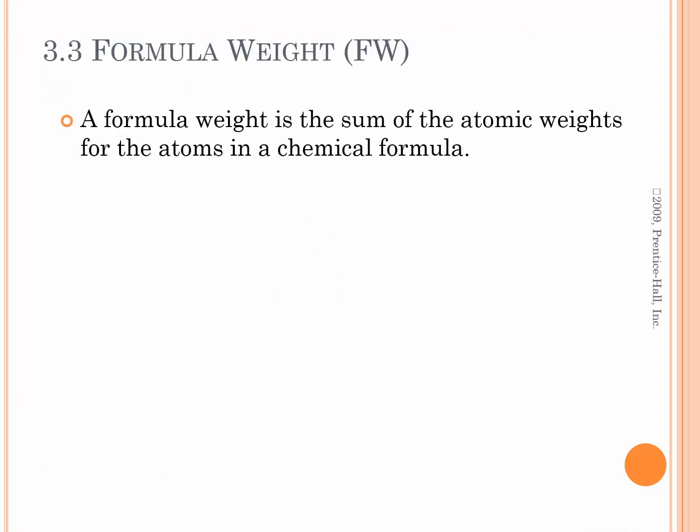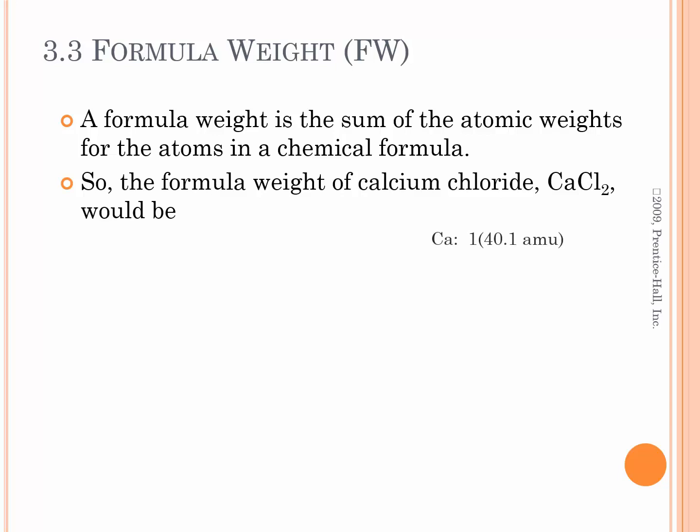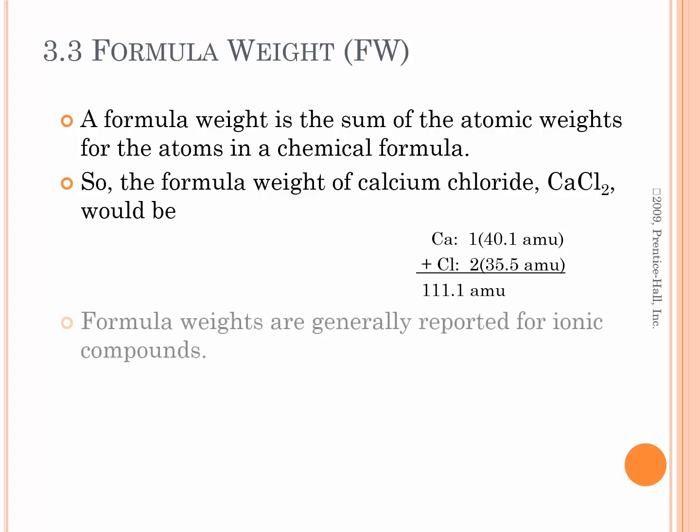Now we come to the so-called formula weight. A formula weight is the sum of the atomic weights for the atoms in a chemical formula. So the formula weight of calcium chloride, for example, CaCl2, would be: calcium, we have 1 atom, here we have the atomic mass, 40.1 AMU. For Cl, it is 35.5 AMU, and then we add them all together. Then we call this the formula weight for CaCl2.